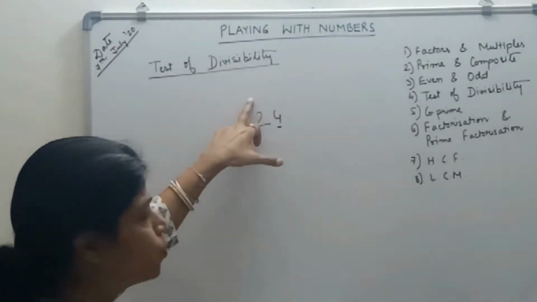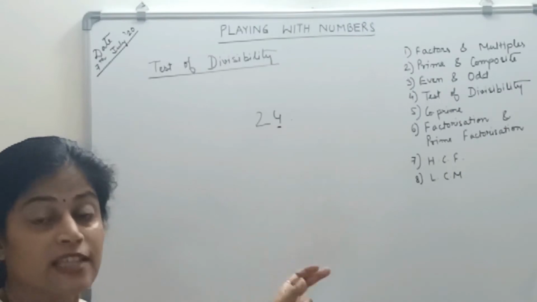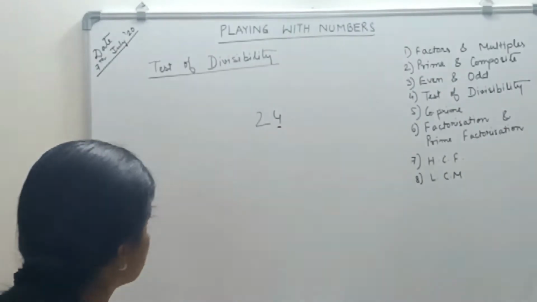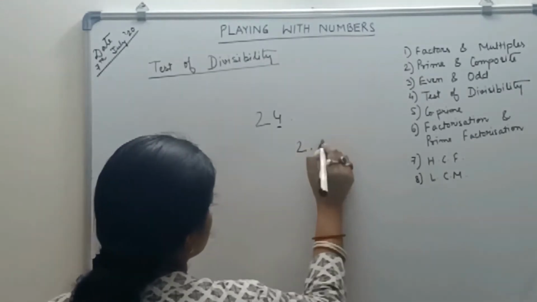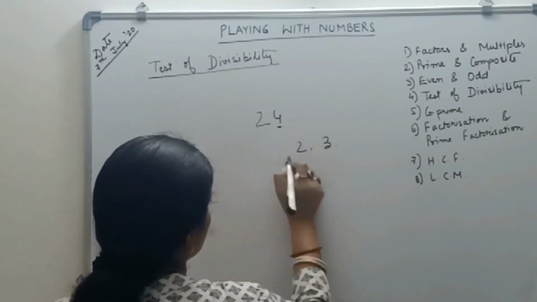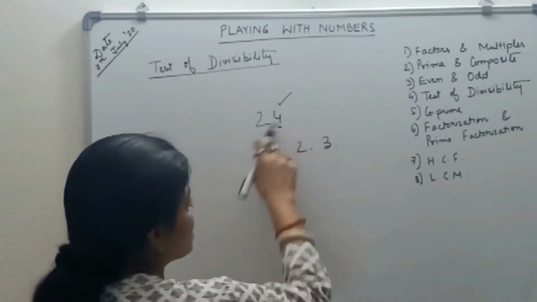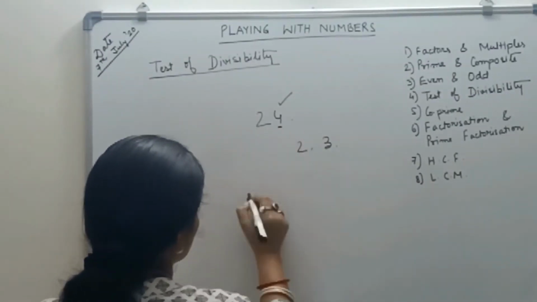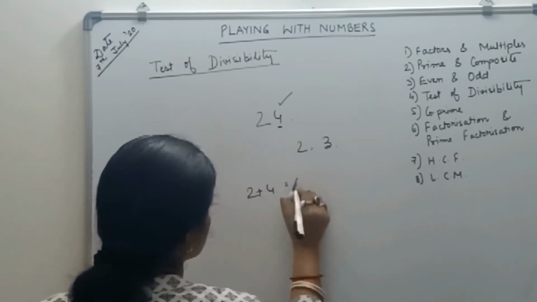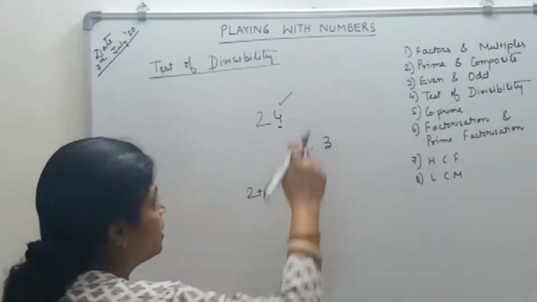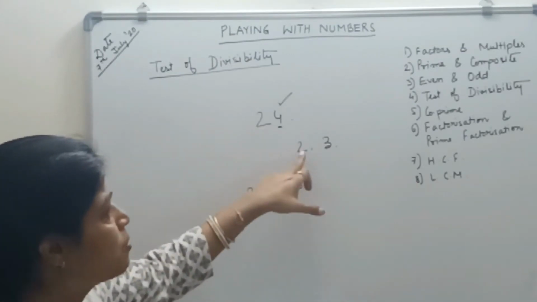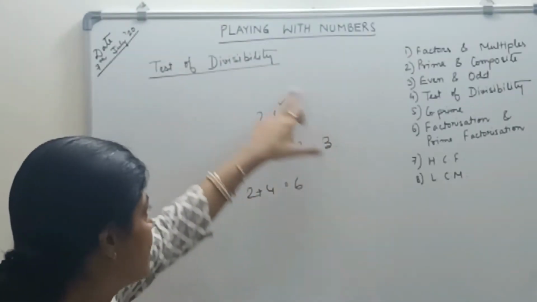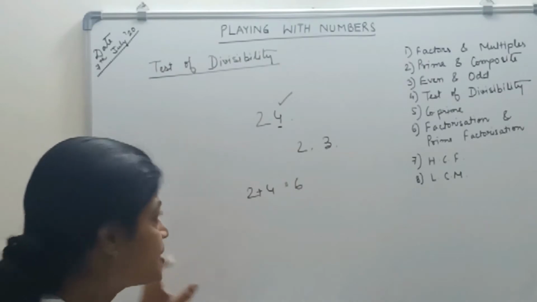4 plus 2. What is 4 plus 2? That is 6. Is 6 divisible by 3? Yes. One is it should be divisible by 2 and the other is it should be divisible by 3. For 2, it is divisible because the last digit is 4, and for 3 I need to do 2 plus 4. What is 2 plus 4? 6. 6 is divisible by 3. That means this number is divisible by 3. So if a number is divisible by both 2 and 3, then that number is divisible by 6.